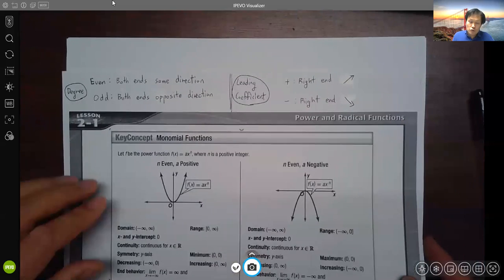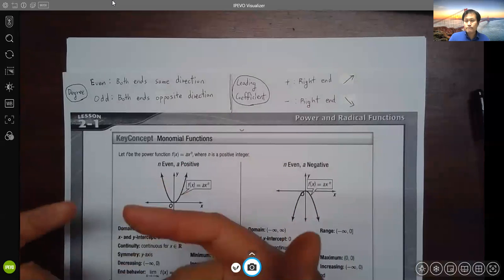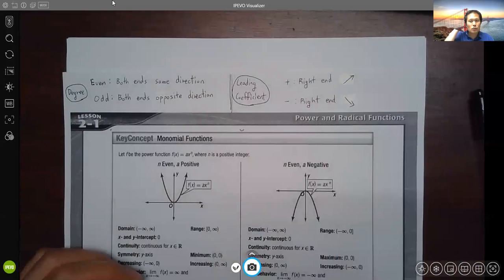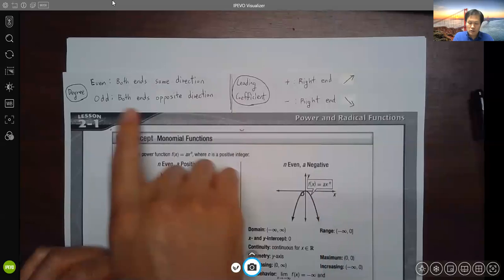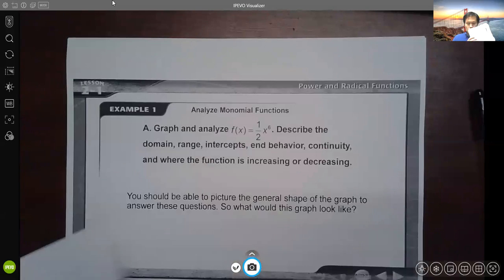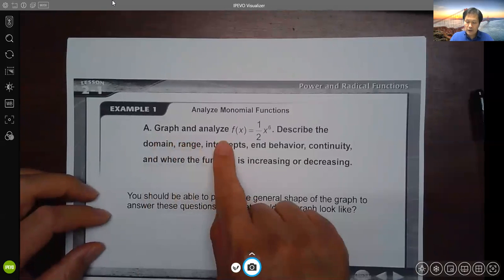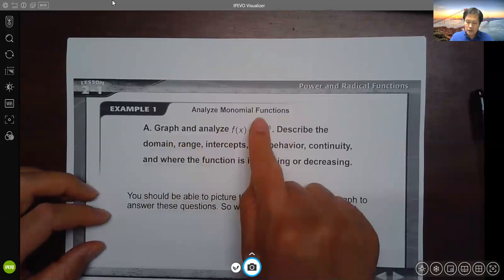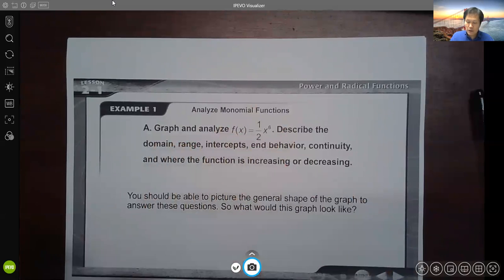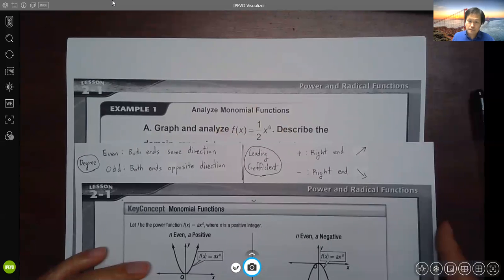You do need to memorize this for when I ask you these questions without a graphing calculator. That's when you need to do this. So graph and analyze f of x equals 1 over 2 x to the 6th power. This is the part you could sketch without using a graphing calculator.